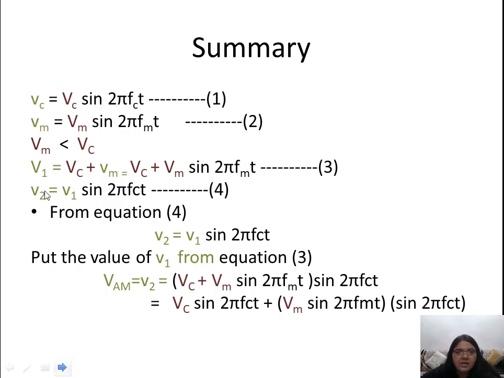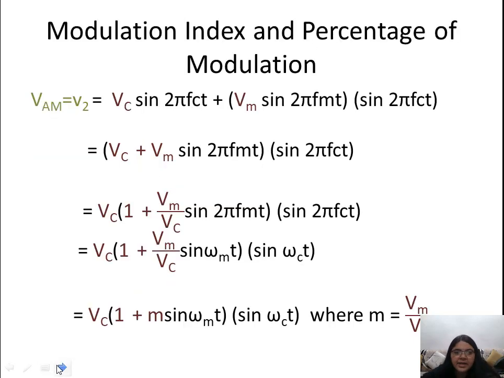Now what I will do is take this sine 2 pi fct common. So it is sine 2 pi fct common, Vc plus Vm sine 2 pi fmt. I'll take the Vc outside, so it is Vc times 1 plus Vm upon Vc sine 2 pi fmt, into sine 2 pi fct. So omega is equal to 2 pi f, so I can rewrite this equation by putting omega equal to 2 pi f.